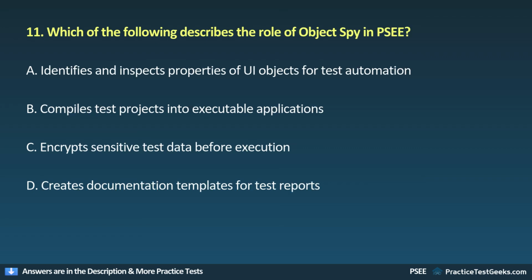11. Which of the following describes the role of Object Spy in PSEE? A. Identifies and inspects properties of UI objects for test automation. B. Compiles test projects into executable applications. C. Encrypts sensitive test data before execution. D. Creates documentation templates for test reports.